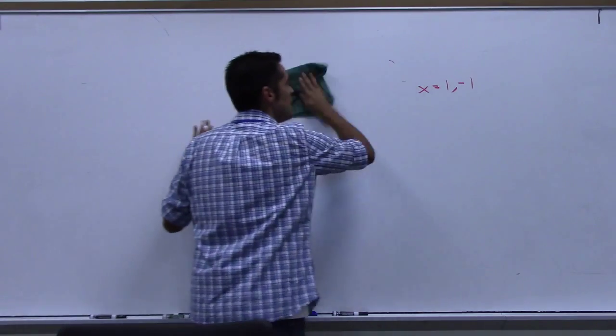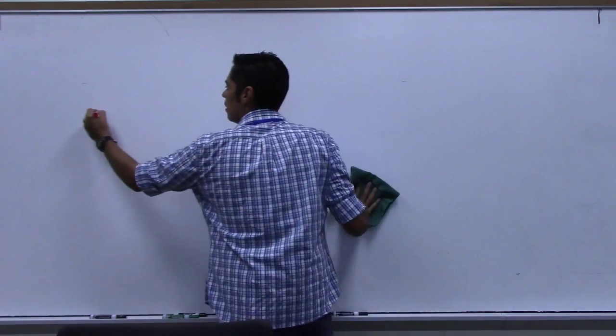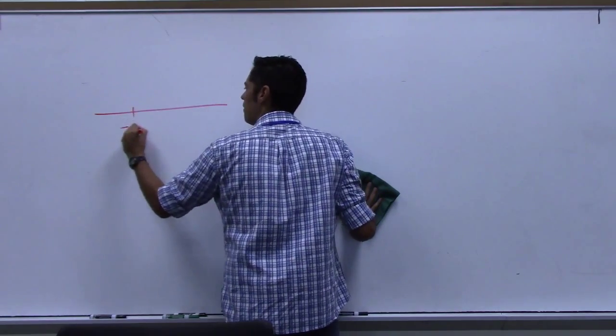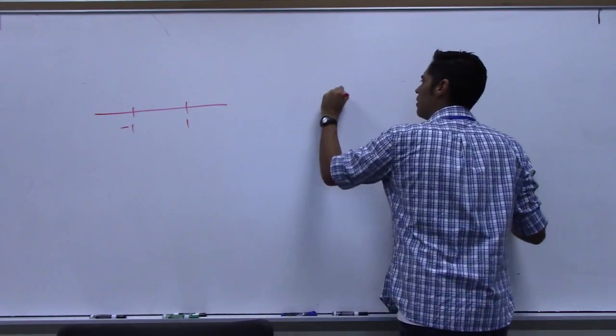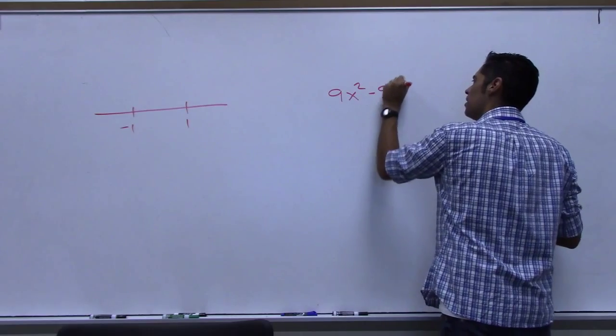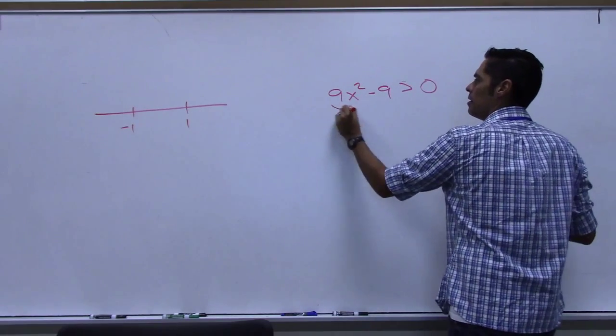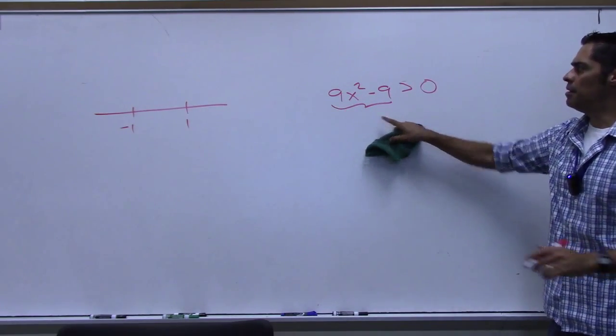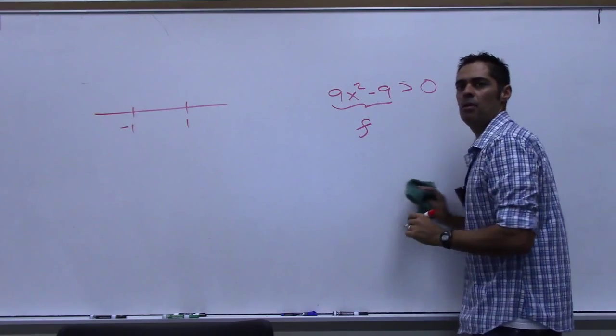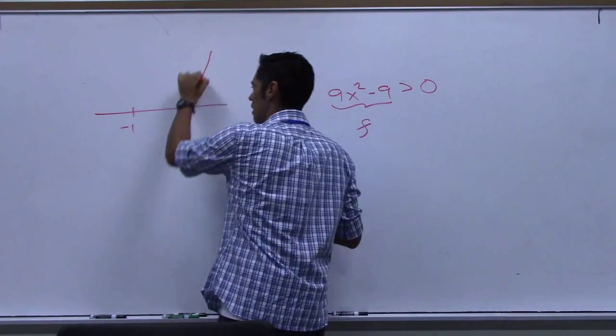All right, so once we have these answers, what do we do with them? Number line. And then go back to that inequality, which was this, right? This is my function f. It's a parabola. It opens up. So it goes like this.